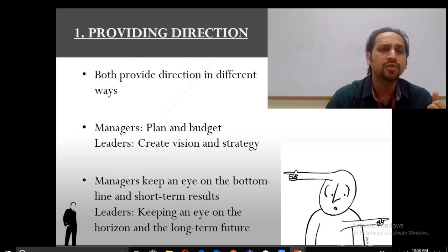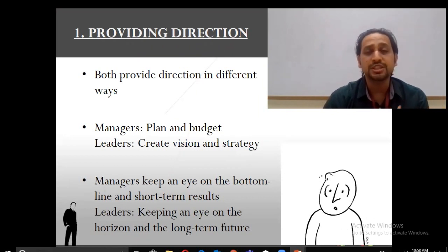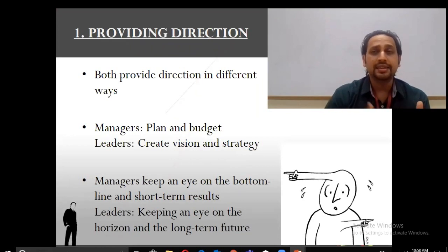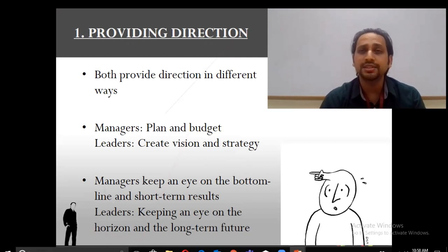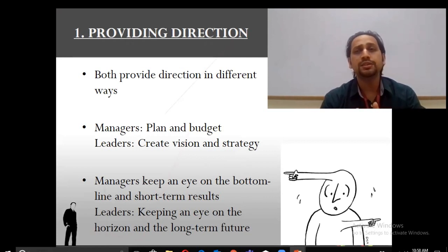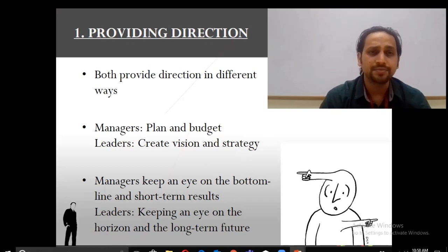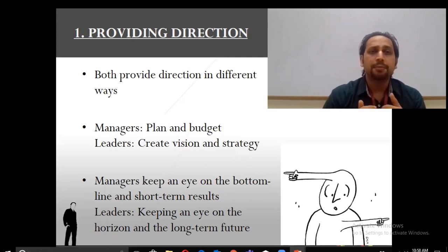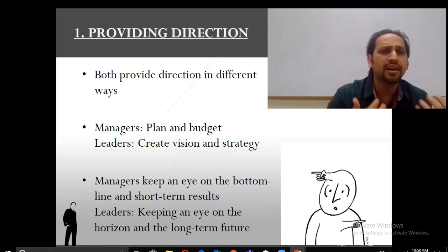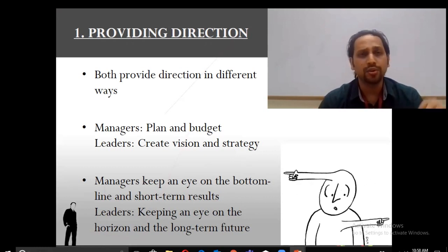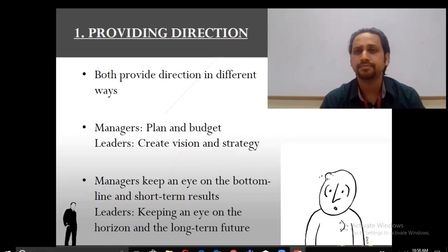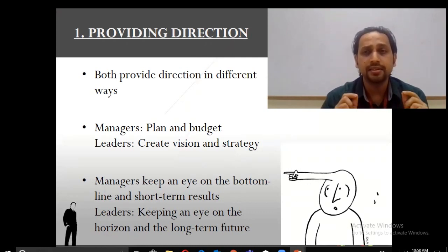Whereas leadership calls for creating a compelling vision which inspires and motivates its people. It sets the context as well, and it predicts the future challenges and opportunities. So the focus is on far-sighted strategies so that they can achieve that particular vision. Whereas management calls for keeping an eye on the bottom line, the short-term results. Leadership keeps an eye on the long-term future and horizon. So this is the first difference, in providing direction to its employees.